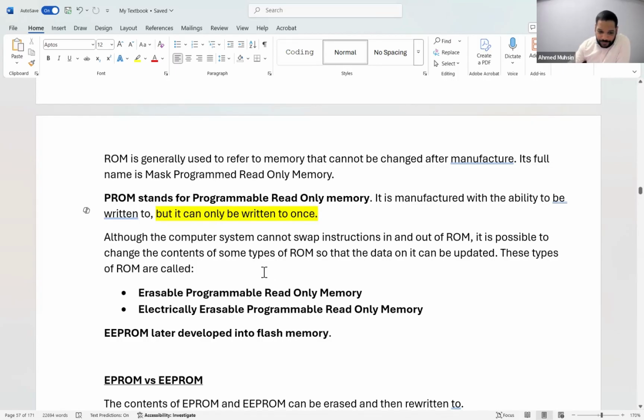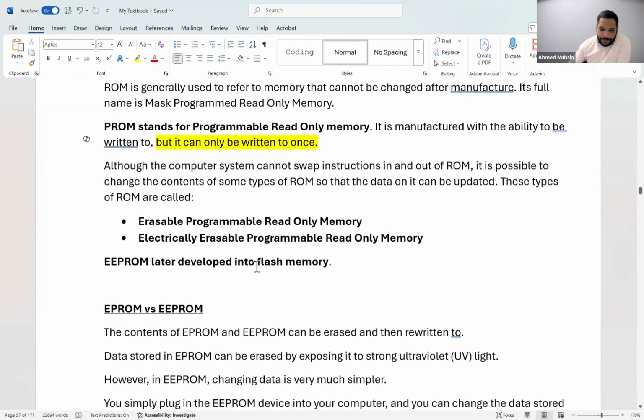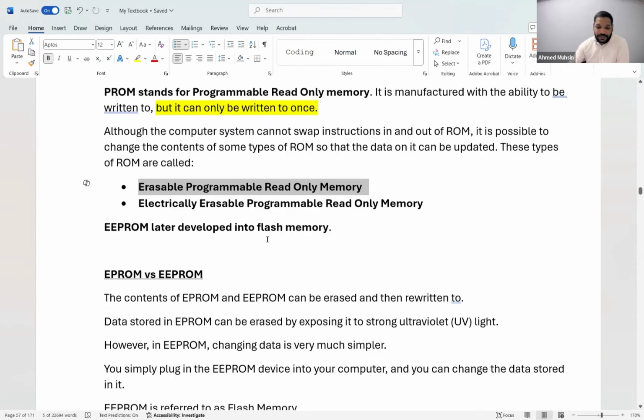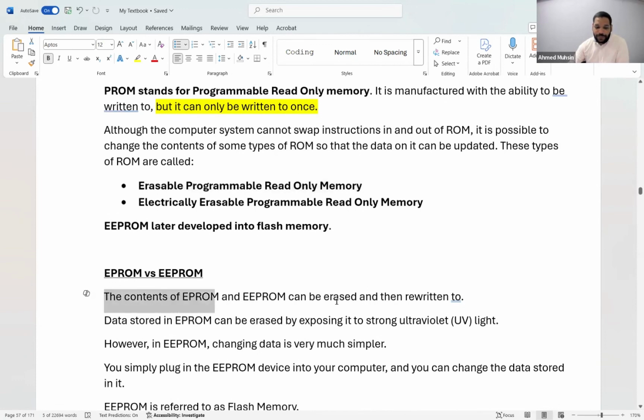Everyone okay with PROM? You all saw the problem with PROM. You all saw the upgrade in PROM. Now they brought something even better: erasable, programmable, read-only memory, EPROM. Everybody okay with this? They then introduced something called EPROM. Now can you read these two paragraphs here.